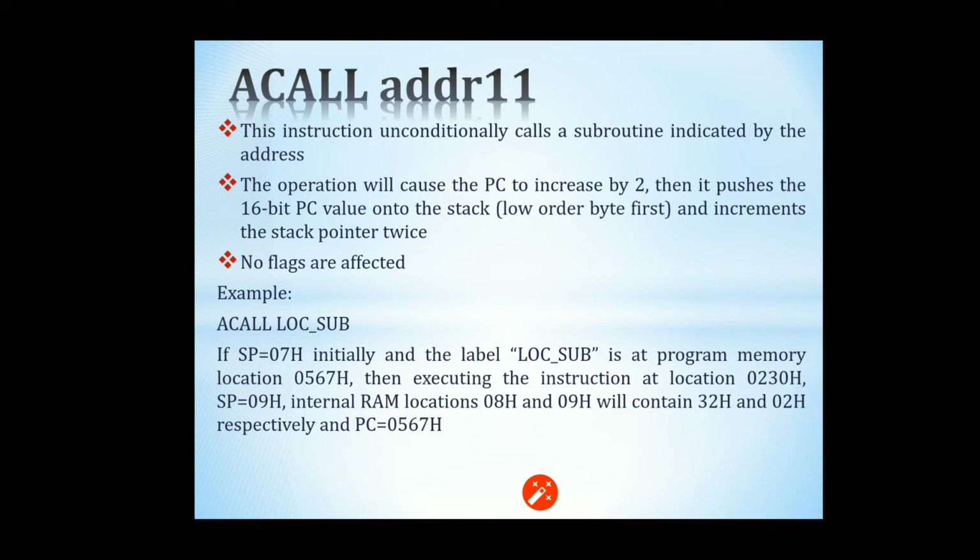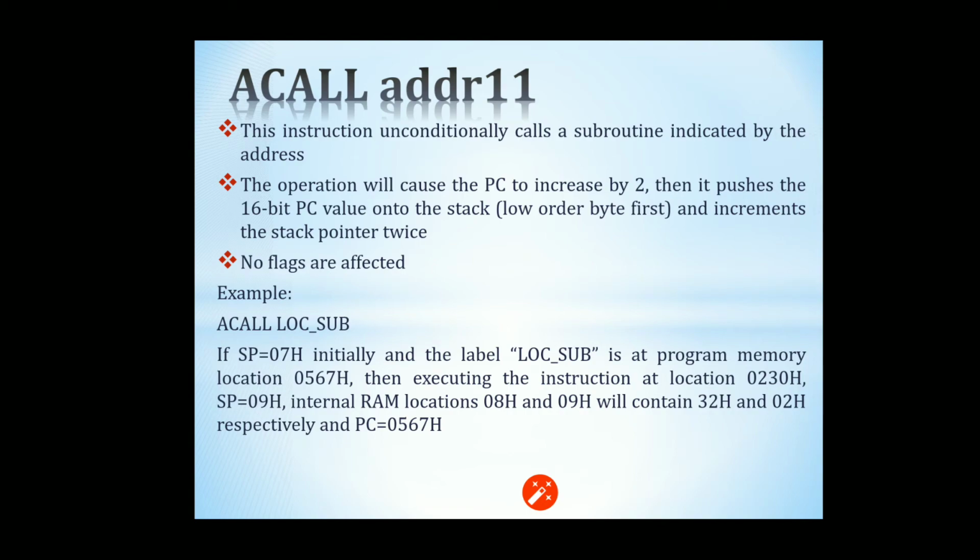Next instruction is ACALL address 11. This instruction unconditionally calls the subroutine indicated by the address. The operation will cause the program counter to increase by 2. Then it pushes the 16-bit program counter value onto the stack, that is the lower byte first, and increments the stack pointer twice. In this instruction, no flag will be affected.